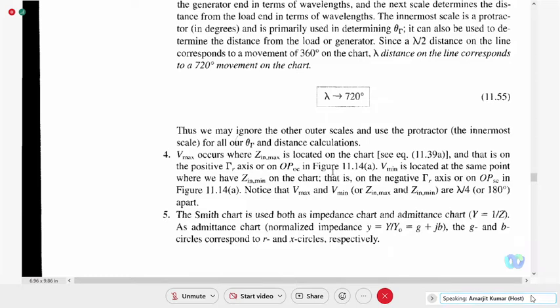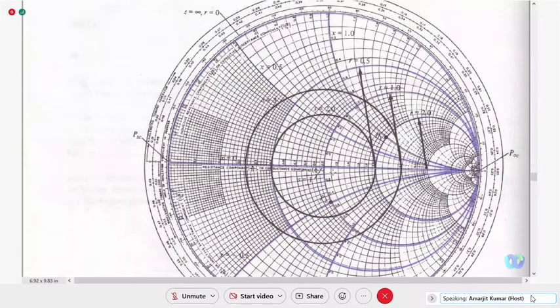Okay, another property of the Smith chart: now the question is where are Vmax and Vmin? Maximum voltage and minimum voltage on the transmission line, or maximum input impedance and minimum input impedance on the transmission line which is terminated in a load impedance ZL. So we want to find the location of the maximum and minimum voltage and maximum and minimum input impedance.